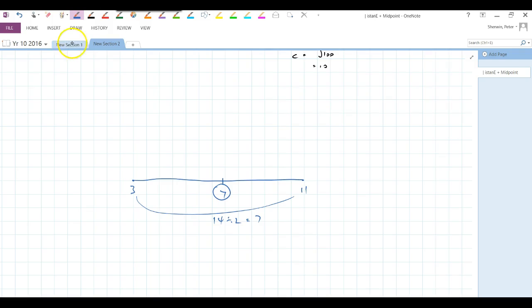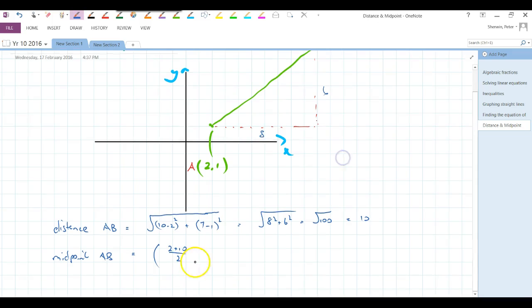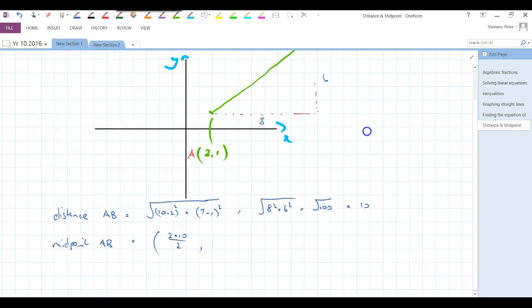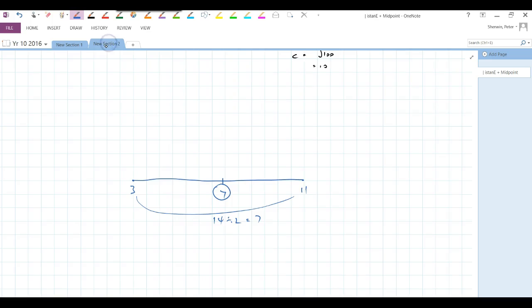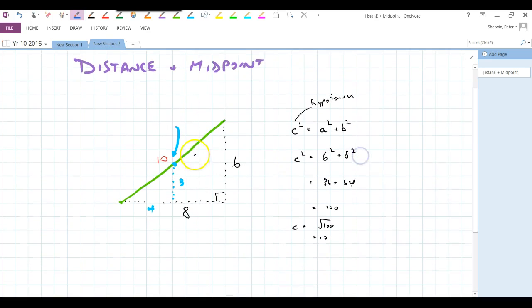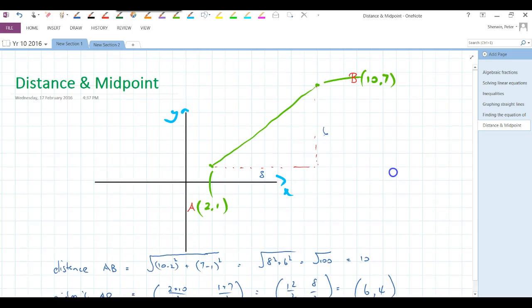So if we go back now to our points, we take 2 and 10 and divide by 2 for our x midpoint, and we take 1 and add 7 and divide by 2 to get our y midpoint. So that's 12 over 2 and 8 over 2, which is 6, 4. And if you go back, that is what we discovered there. Well, actually, we didn't have points to work with. So the midpoint of 2, 1 and 10, 7 is 6, 4.